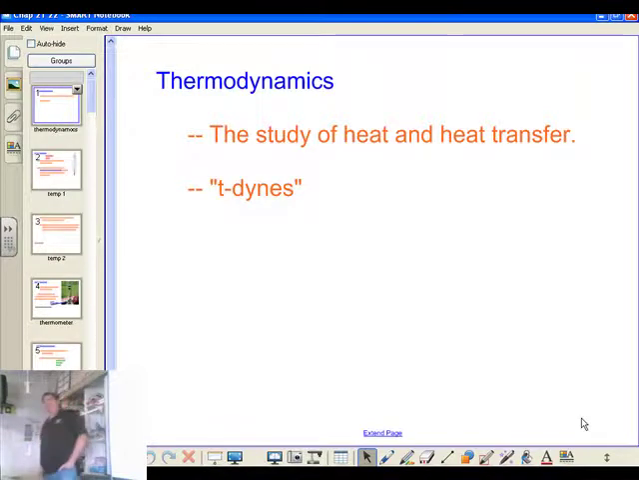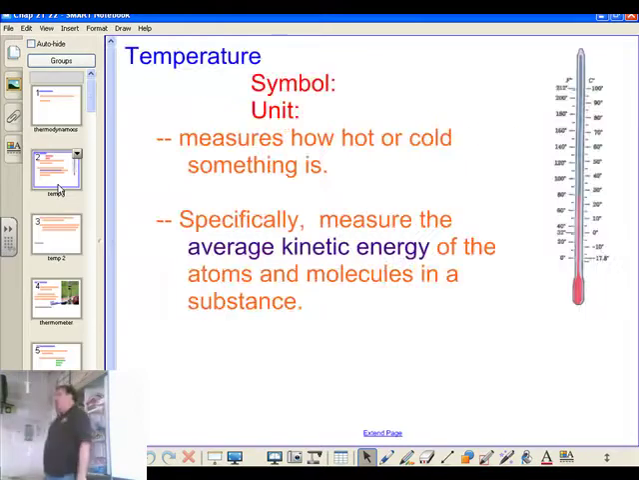Now, you'll see me abbreviate it T-dynes because I get tired of writing thermodynamics over and over again, as you probably will too as we go along. So if you see me write T-dynes, what I'm talking about is thermodynamics. But the first thing we're going to talk about is temperature.